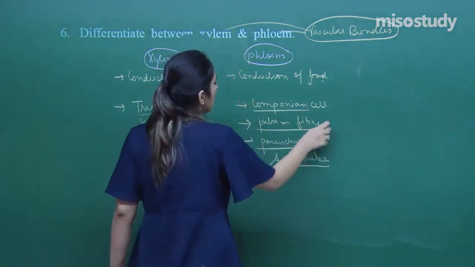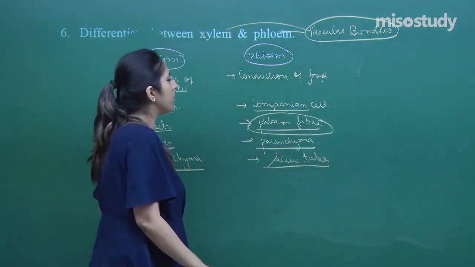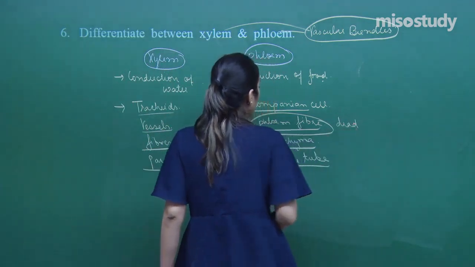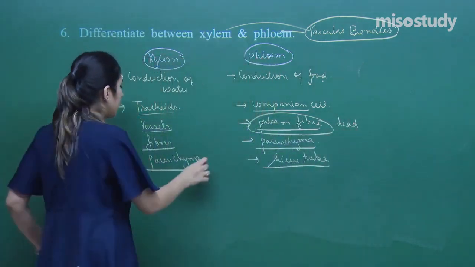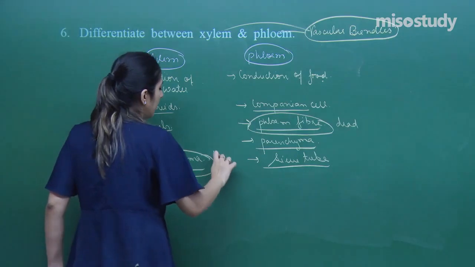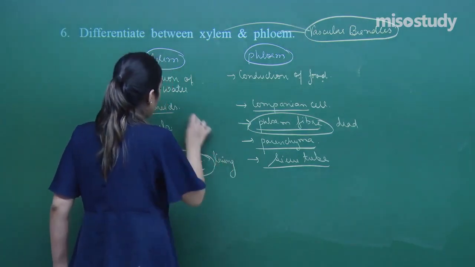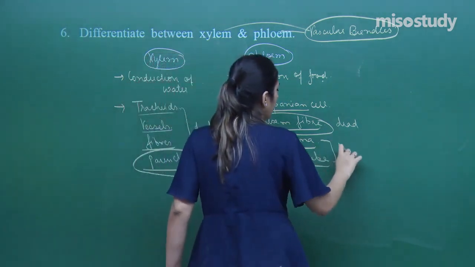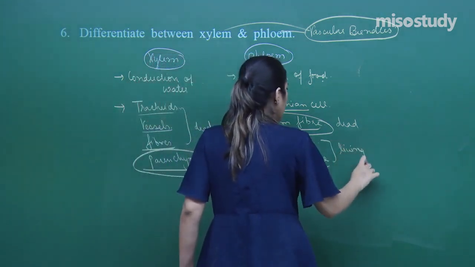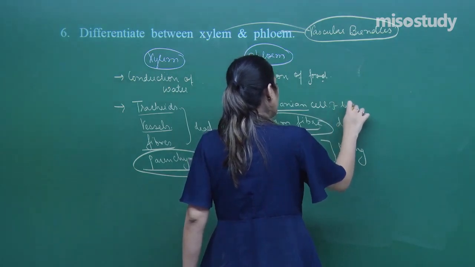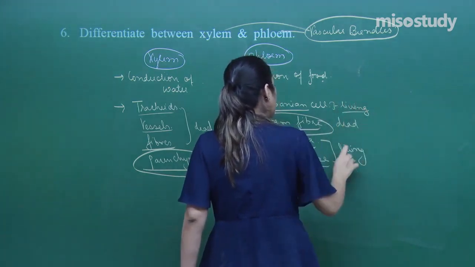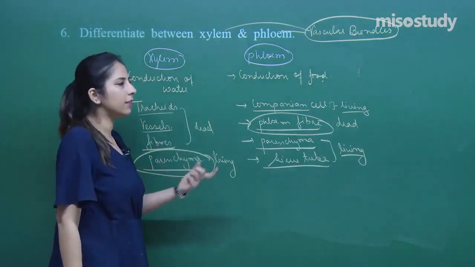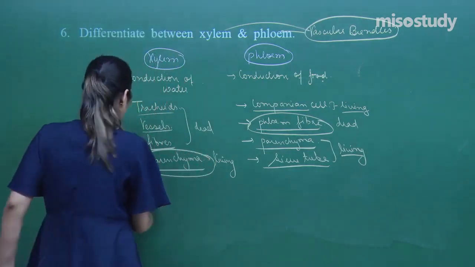Out of all of these, in the phloem only the phloem fiber is dead, whereas in the xylem, only the parenchyma is living. Rest all are dead, whereas these are living. This is also living. Right? They are present in bulk, they are present in small quantity.